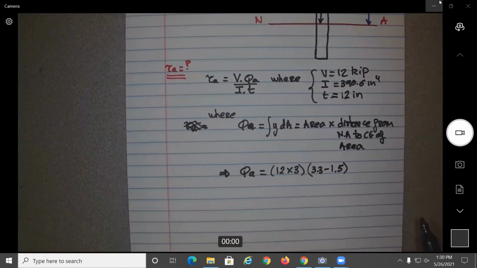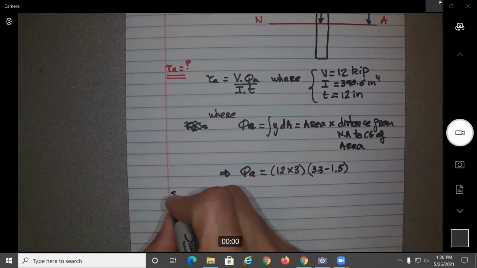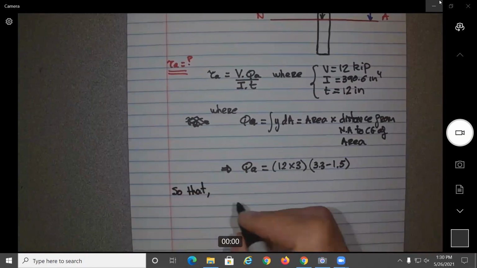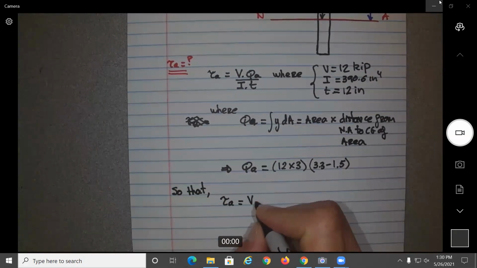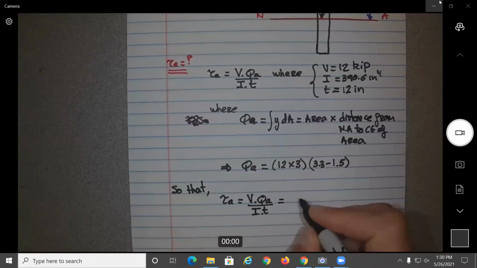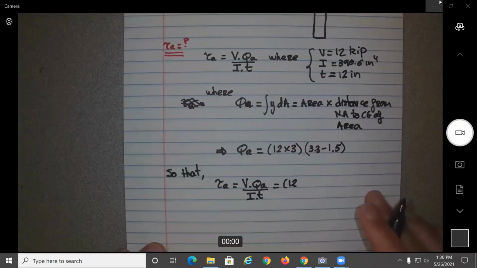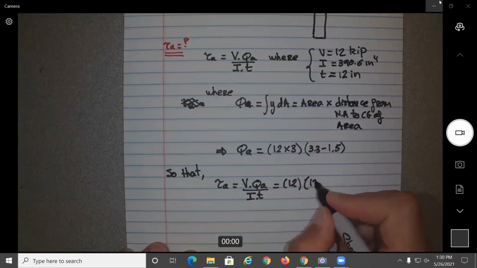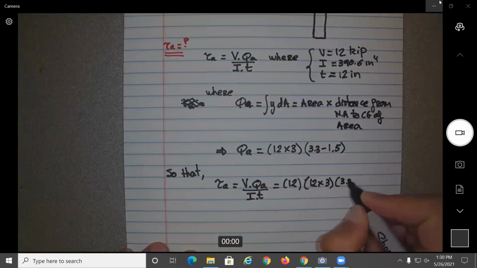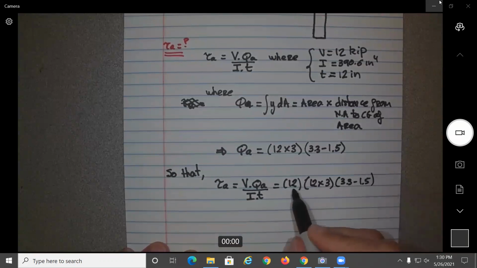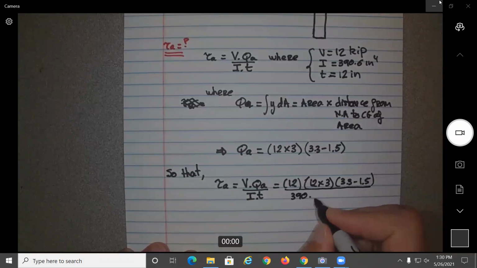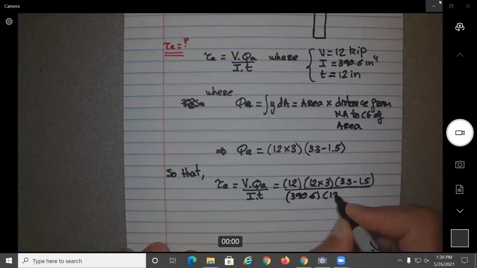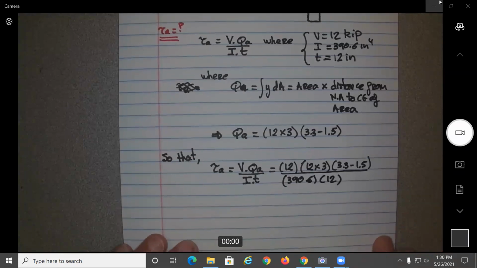Okay, so now that means we found that the shear at point A equals V Q sub A divided by I t, which will be equal to what? 12 kips times Q sub A, which is 12 times 3 times (3.3 minus 1.5), divided by 390.6, and t we said was equal to 12.